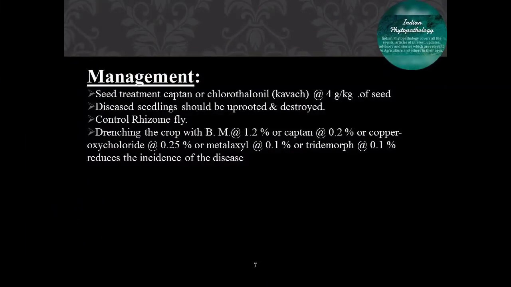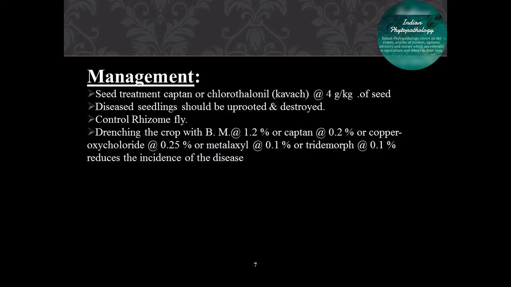Now for management of this soft rot of ginger, we should apply integrated disease management practices like seed treatment with Captan or chlorothalonil at 4 gram per kg of seed. It is recommended. Then diseased seedlings should be uprooted and destroyed.